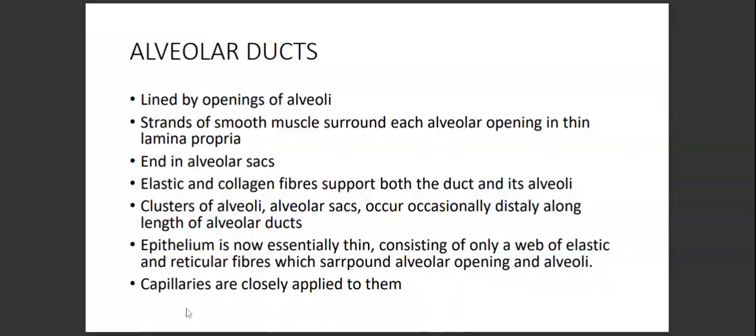Capillaries are also closely applied to them. Remember, this is now the functional part of the lung. This is where respiration is taking place. Gaseous exchange: the blood that is coming to the lung should be oxygenated, and the carbon dioxide that is in that blood must be taken out.